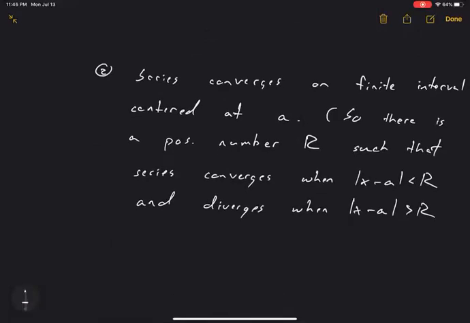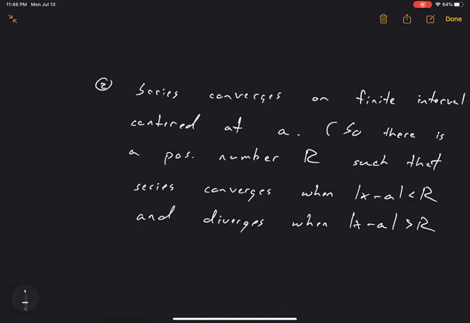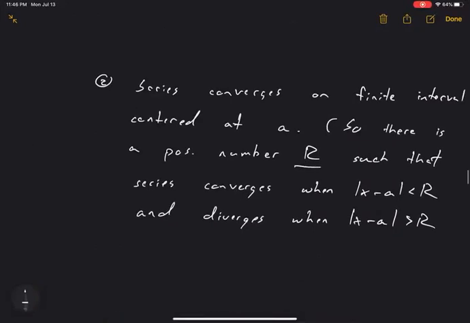So let's look at point 2. Let's continue reading point 2. Possibility 2, the series converges on a finite interval centered at a, meaning there's a positive number, capital R, such that the series converges when the absolute value of x minus a is less than R and diverges when x minus a is greater than R. So think about R as the distance from a where the series converges. As long as this distance between x and a is less than R, the series is going to converge. And if that distance is greater than R, then the series is going to diverge.